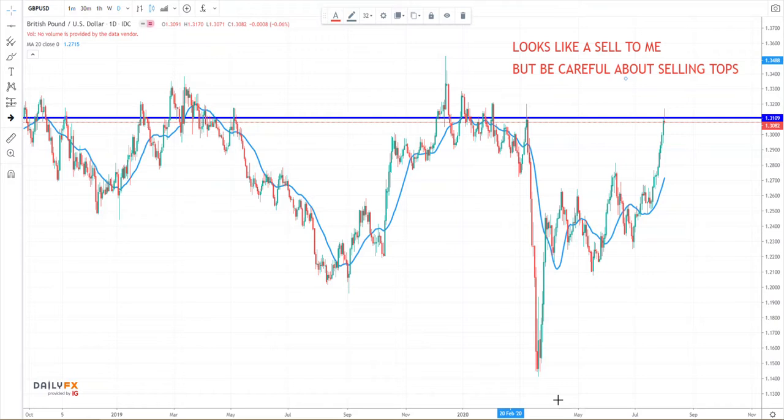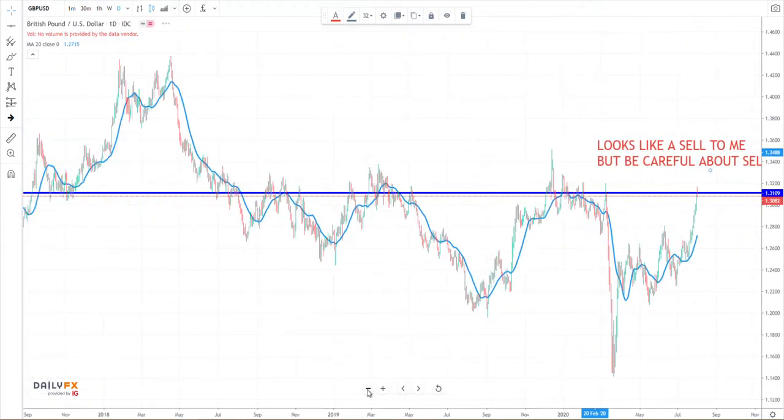Okay, so I don't have a sentiment in here, but the sentiment is obviously bullish for the pound or anything versus the dollar. However, looks like a sell to me, right? If we look at this daily chart, we see Friday's action. Nice little reactionary top there, little spike. If we go back historically, we see this has been some pretty significant resistance.